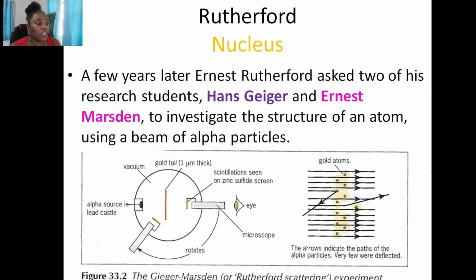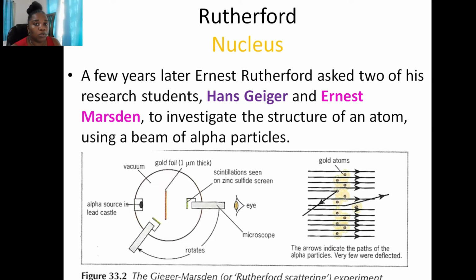And a few years later, Ernest Rutherford asked two of his students, Hans Geiger and Ernest Marsden, to investigate the structure of an atom. And how did he do that? Basically, he used a source that could give off radiation. He used an alpha source that could give off radiation.